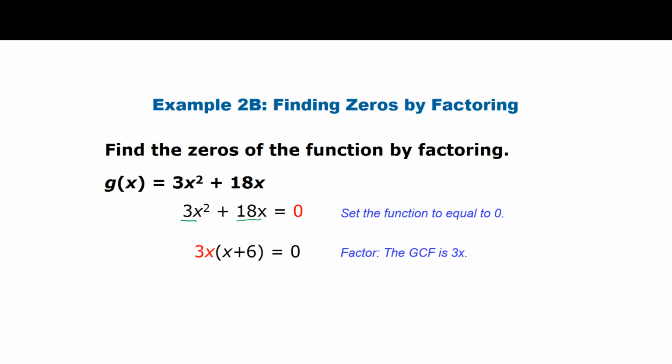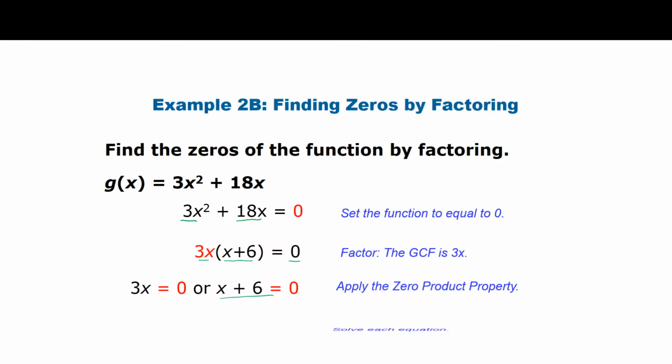And when I do that, I now can see that either 3x has to equal 0 or x plus 6 has to equal 0. So I'm going to apply the zero product property. 3x is going to equal 0 or x plus 6 is going to equal 0. So that tells me that x either has to equal 0 here or x has to equal -6. So now I have found my zeros.